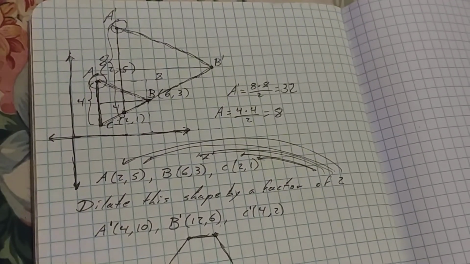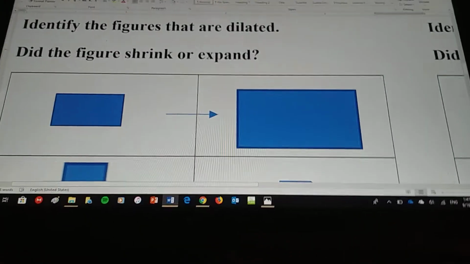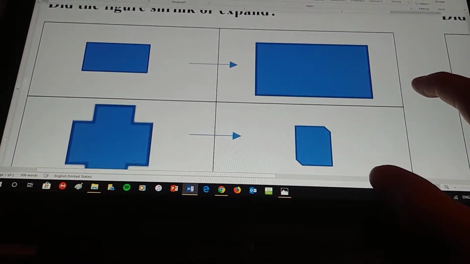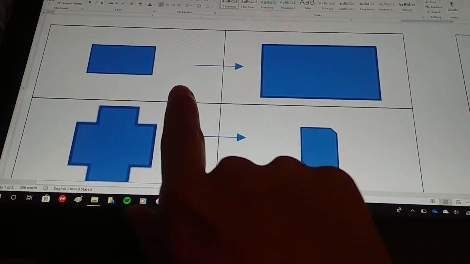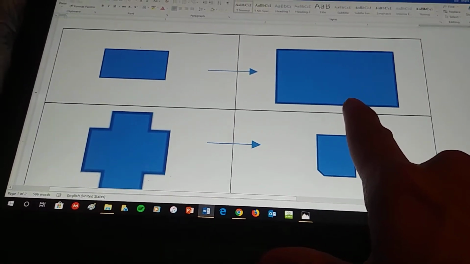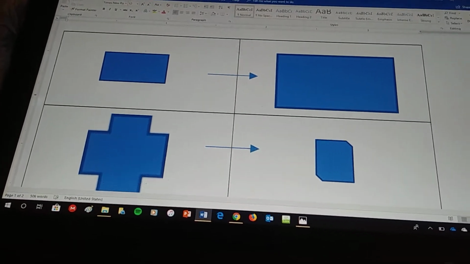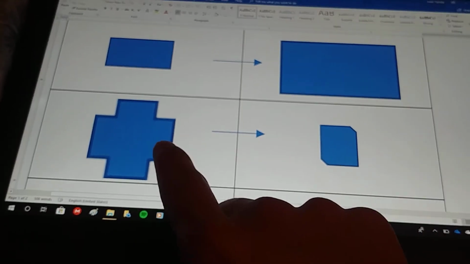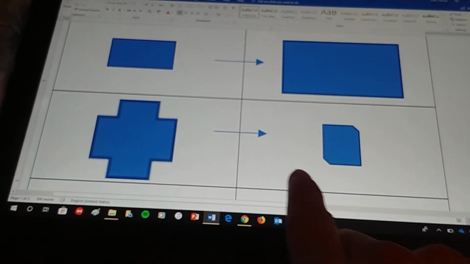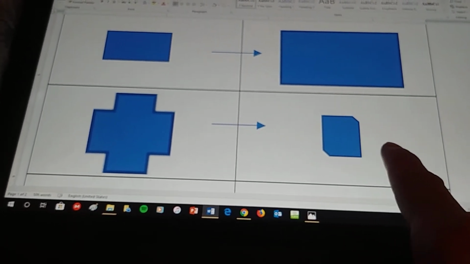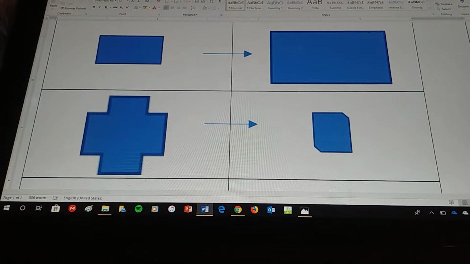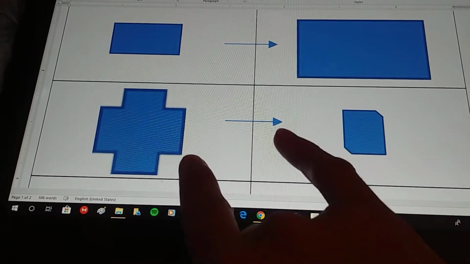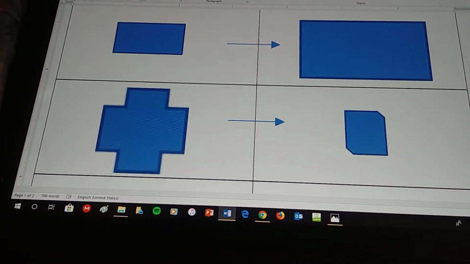All right. Then I have a simple exercise: identify the figures that are dilated. Did the figure shrink or expand? For the first one, that's my original figure and that's my dilated figure. We can see that it's a dilation because the shape did not change, it only expanded. My second one, I have this cross-looking thing, and then we have this kind of bot shape, maybe. We can see that the shape changed. So clearly we can say that this is not a dilation.